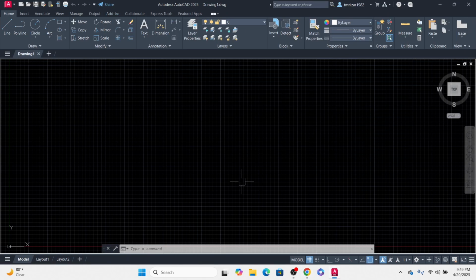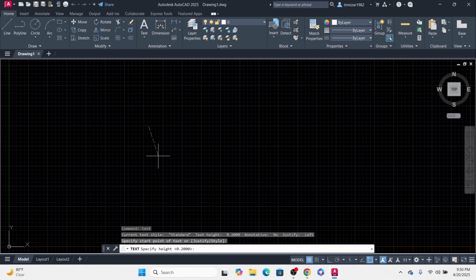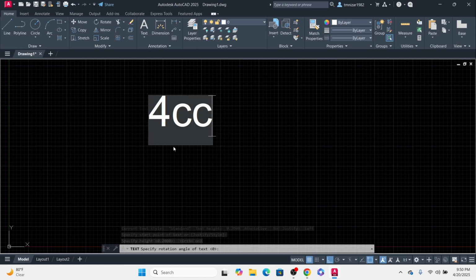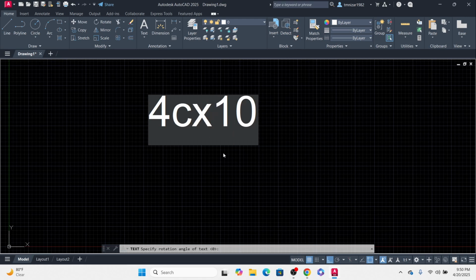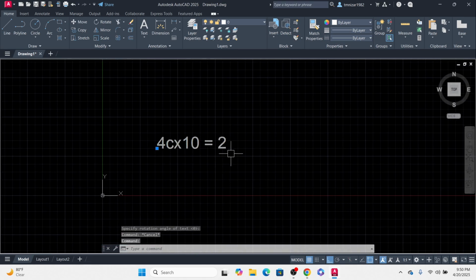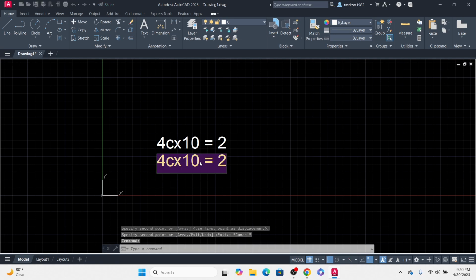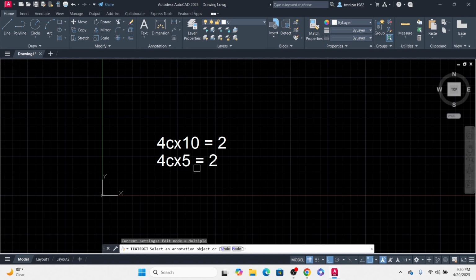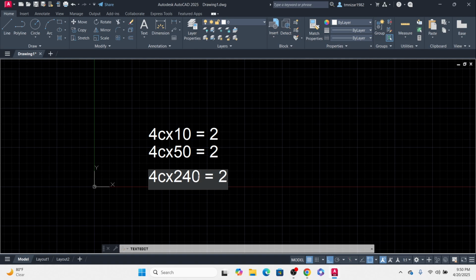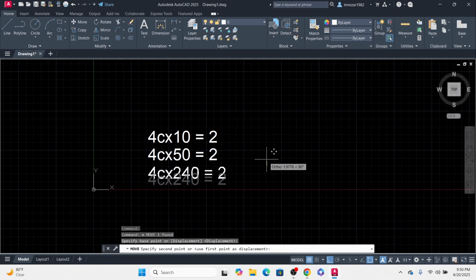So let's say I have cables. I have 4 core by 10 equal to 2 cables. So I have for 10 two cables, and I have for 50 two cables. Let's say I also have for 240 two cables. Let's say this is what I have.